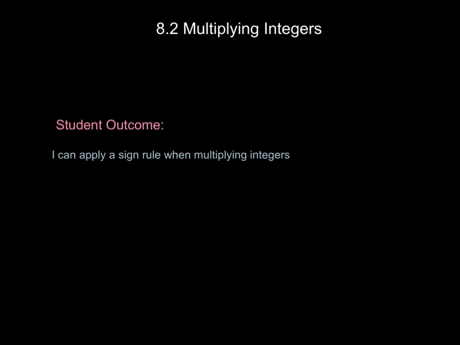Today we're going to be looking at integers, and more specifically multiplying integers. The first thing you're going to look at is our student outcome for today, which is: I can apply a sign rule when multiplying integers. Now we're going to do a little bit of a review on the next page here.